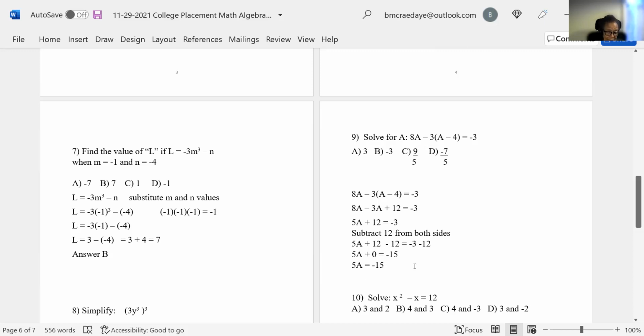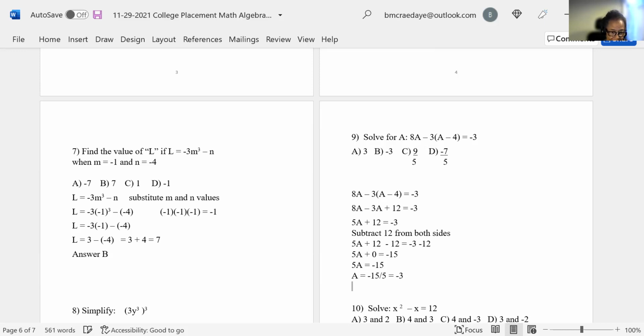So a equals minus 15 divided by 5, and that's equal to negative 3. So what's the answer? B. Answer B, which is a negative 3. Okay, very good.